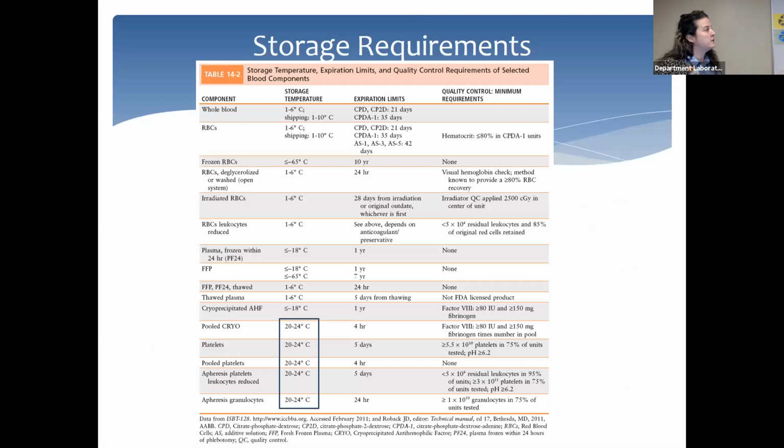All right, so this chart is in your textbook. It highlights all of these storage requirements, all of the temperatures, and the expiration times. So we're gonna go through each of these, and I want you to break these products down. So anytime you have red cells, they are required to be stored at refrigeration. Refrigeration temperature must be between 1 and 6 degrees, okay? So I like to say 4 degrees, that's an average refrigerated temperature, all right?